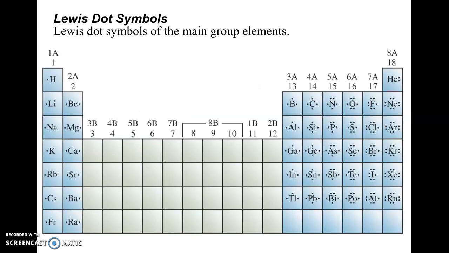Here is a little quick picture of the Lewis dot symbols for all the main group or representative elements. And when you look on the right hand side of the periodic table, you'll see that in many cases those electron dots, those Lewis dots, are in pairs, and we're going to talk about that.